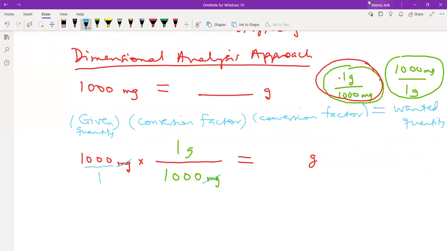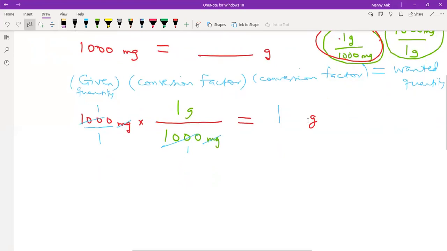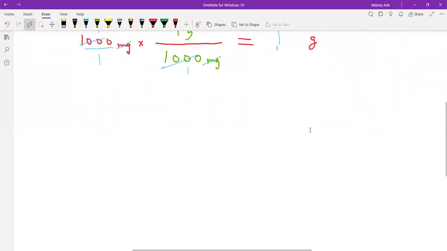Okay, so in this case, when we cross out, then we have 1,000 divided by 1,000. In other words, 1,000 to itself is 1, so 1 times 1, we have 1 gram. So this is how you use the dimensional analysis approach. I'm going to do one more problem on this, and then we can apply it to some other problems. So let's make this a little longer. Let's say that I want to change. So let's say we have example 2.